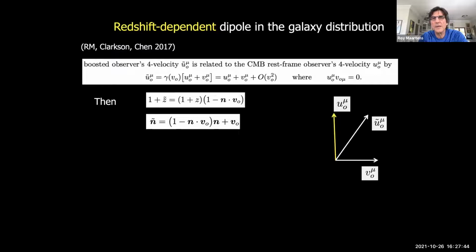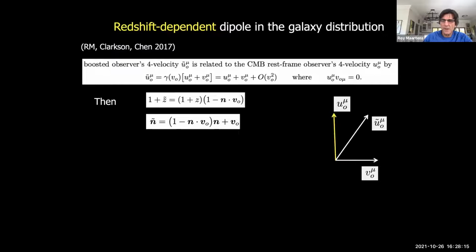So if we have the boosted observer with a tilde and the CMB rest frame observer without the tilde, then with this simple special relativistic transformation, we can take it because v naught is small, we can ignore terms of v naught squared. We have a transformation of the redshift due to this boost, a transformation of the direction, an aberration term. These are well-known but interesting formulae.